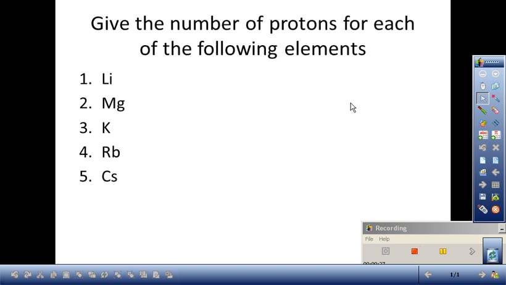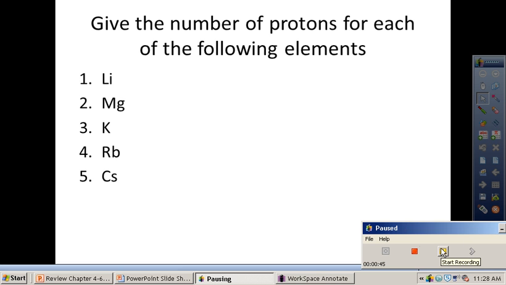So the first thing we're going to do is give the number of protons for each element that's listed. All you have to do is look up the atomic number on the old periodic table and write that down. Go ahead and pause the video and do that.